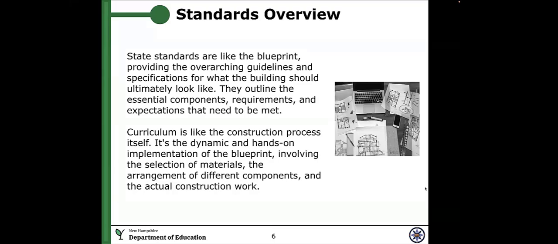So the first example is thinking of state standards like a blueprint with the overarching guidelines and specifications for a building. They're the essential components, any requirements, all of those bits and pieces are included within the blueprint. But when we think about our curriculum, that's bringing it to life. That's actually constructing the building. That's the construction process. It's the hands-on implementation of the blueprint. And in this way, we can think of it like curriculum when we take our standards and we bring them to life in our classroom.